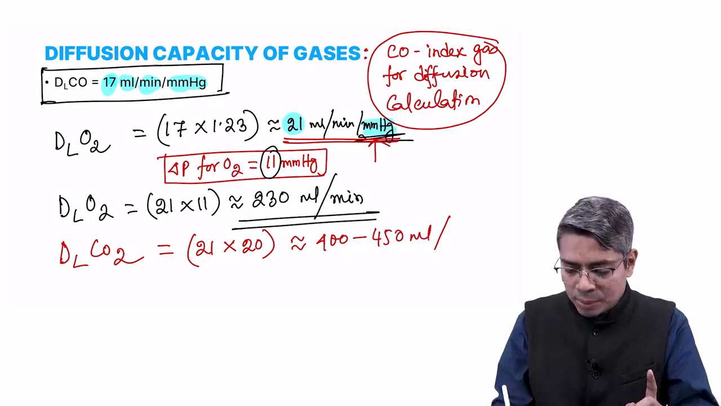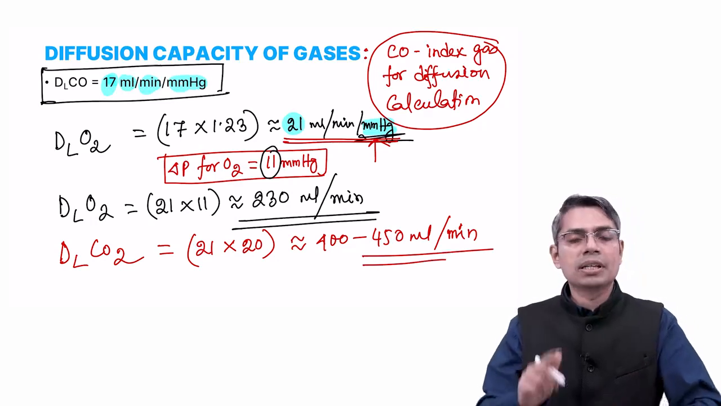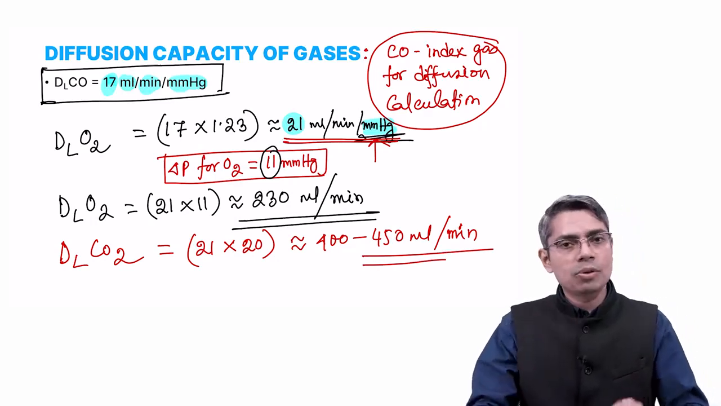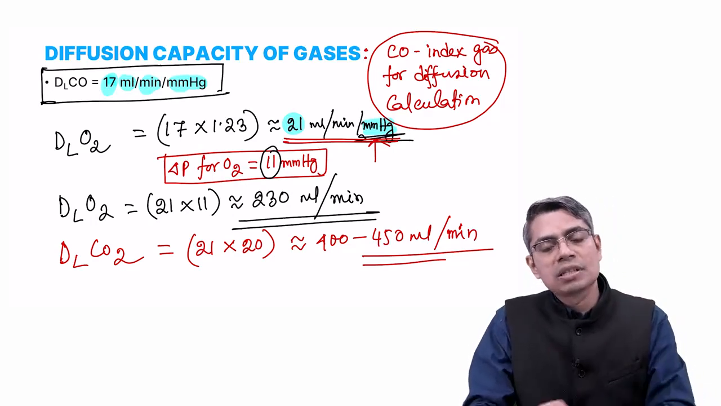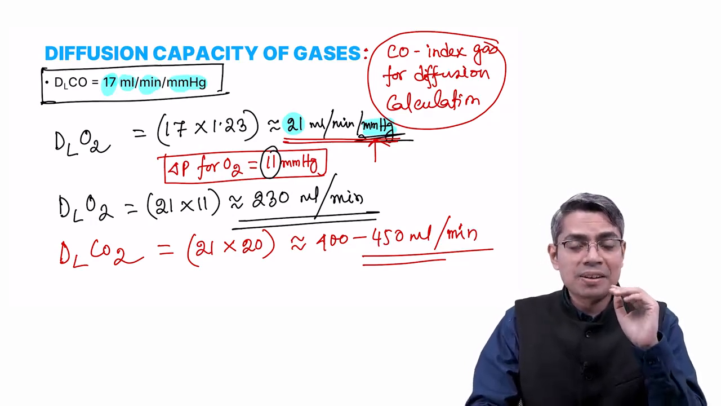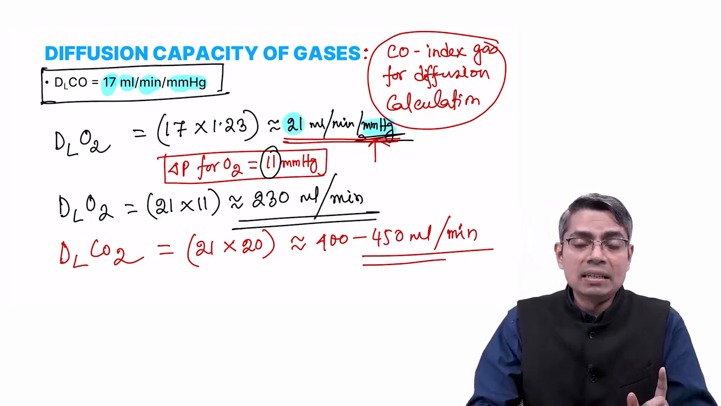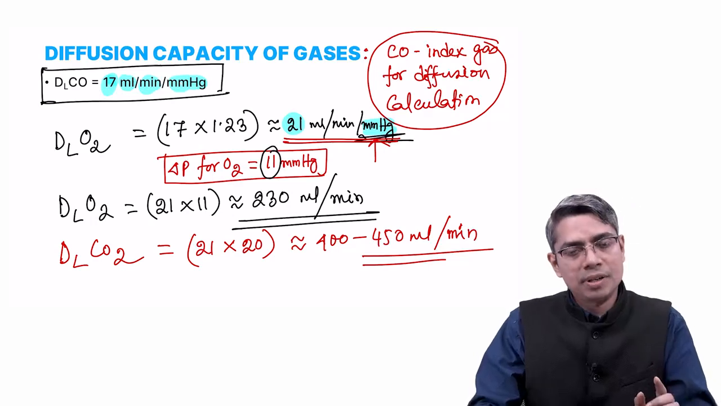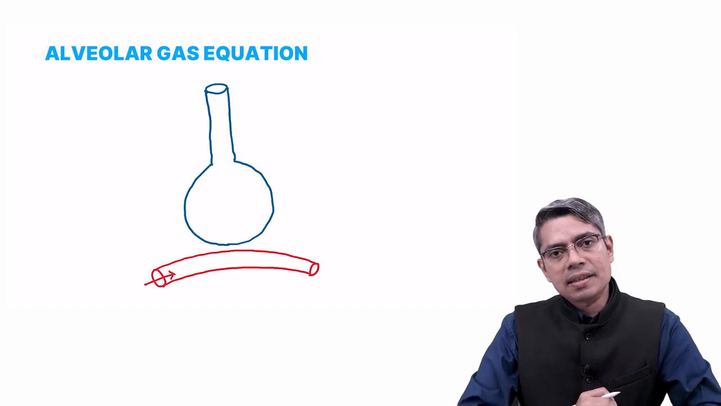So, that is why please remember that this is the amount of carbon dioxide diffusion in the lung in 1 minute. Carbon dioxide diffusion is much higher than oxygen diffusion in 1 minute in your lung, because carbon dioxide transport is faster than oxygen transport, because the diffusion coefficient K is more. Got it? Okay. Now we are going to understand the alveolar gas equation.